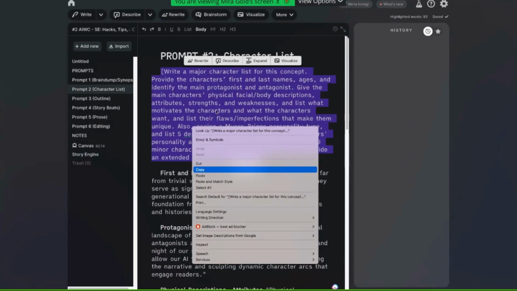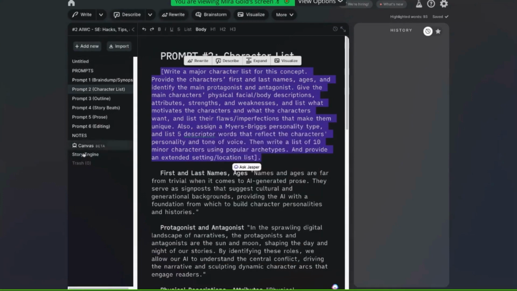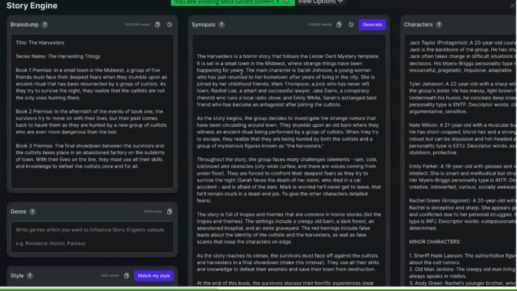Okay. The next question is, can you ask SE to give you tropes, I'm not sure if that's what she means, and themes that are more unique.